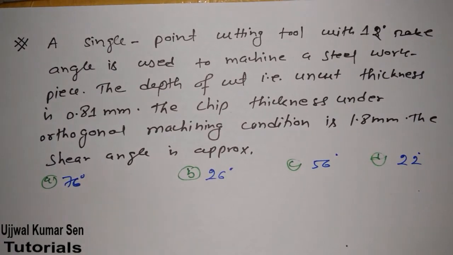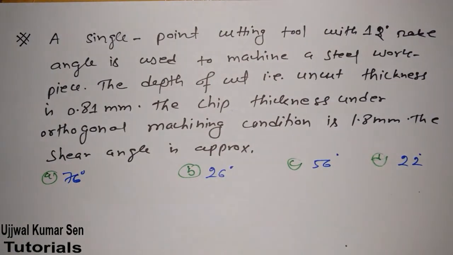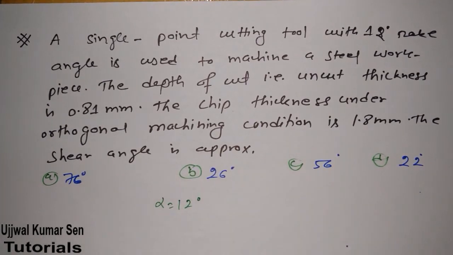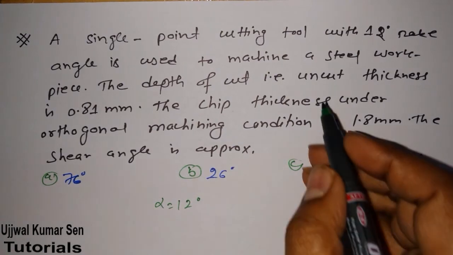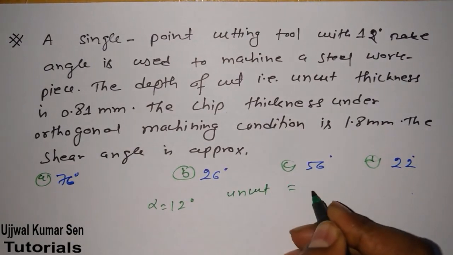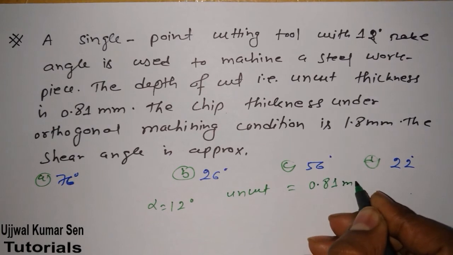In this problem we have to first read what is given. A single point cutting tool. Wow, I love single point cutting tools, I must say that. The rake angle alpha is equal to 12 degrees, and it is used to machine a steel workpiece. The depth of cut, that is the uncut chip thickness, is 0.81 mm.